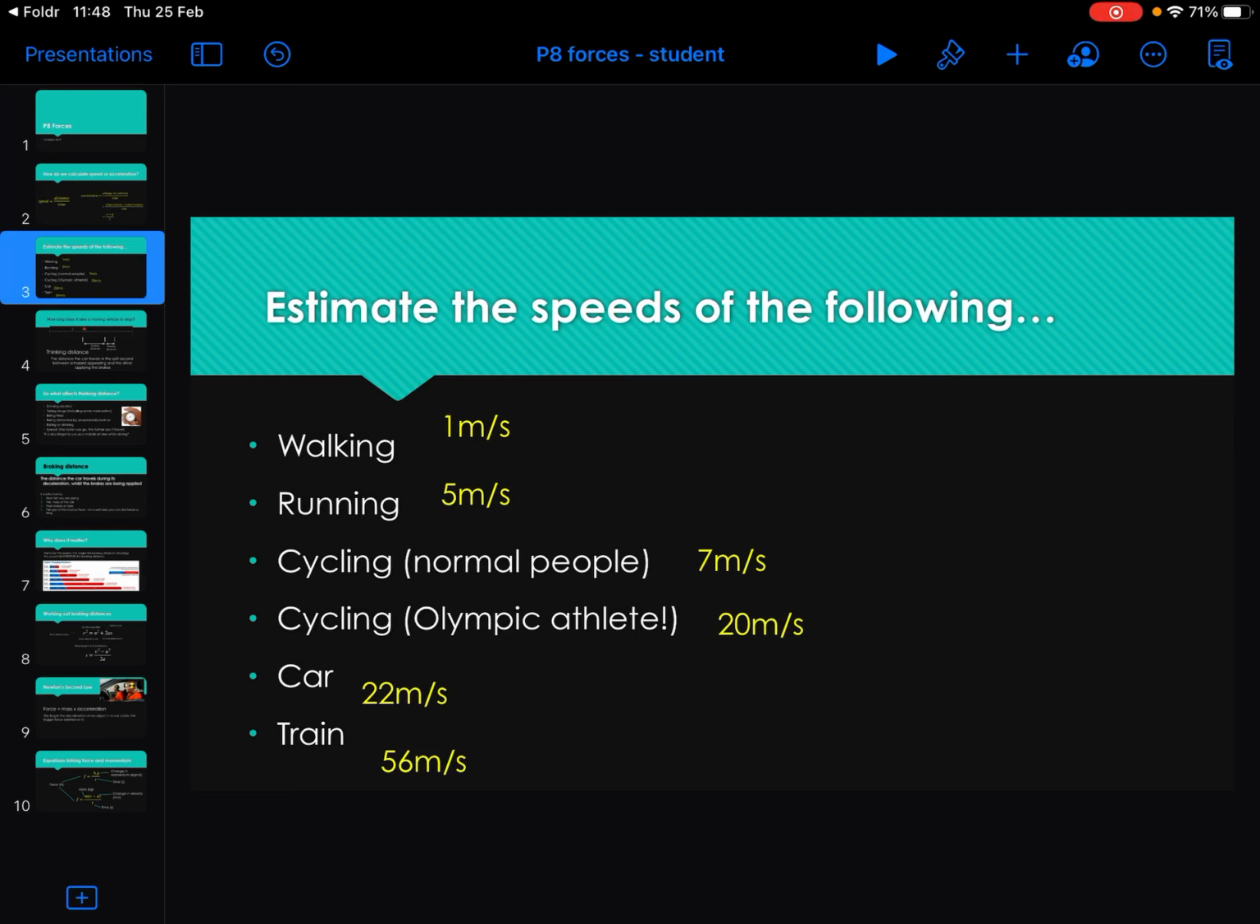Car, 22 metres per second. And train, 56 metres per second. So hopefully that one's fairly straightforward. I would take a note of these if you are rubbish at estimating, because it just makes your life easy. If you're good at estimating, you don't need to remember these, so save yourself some bother.